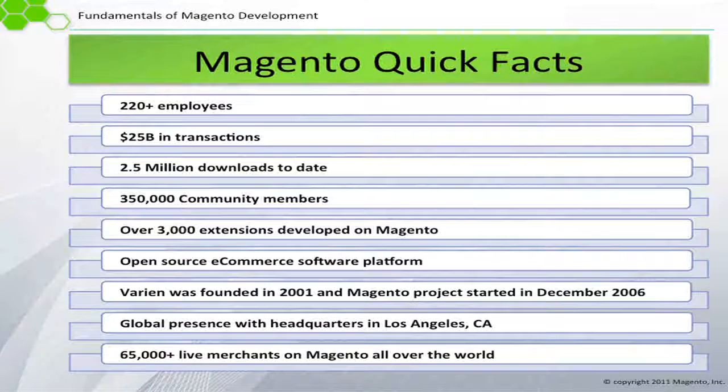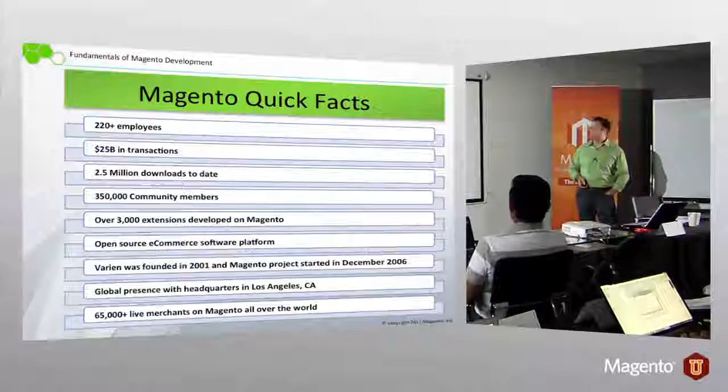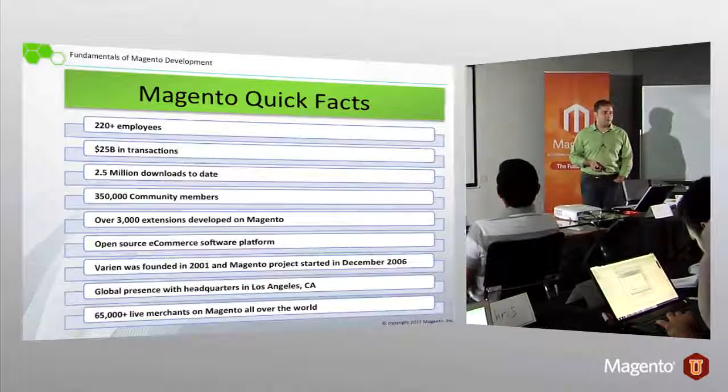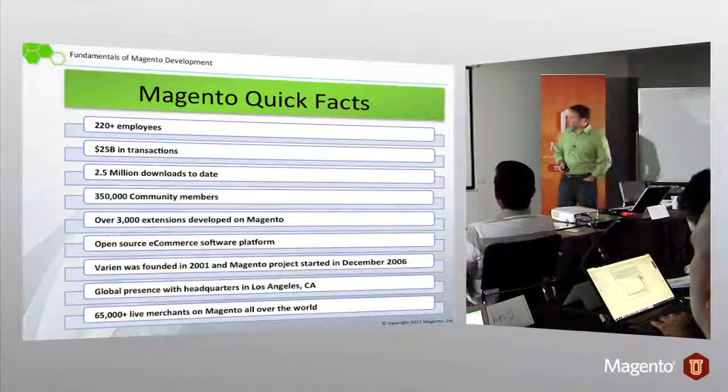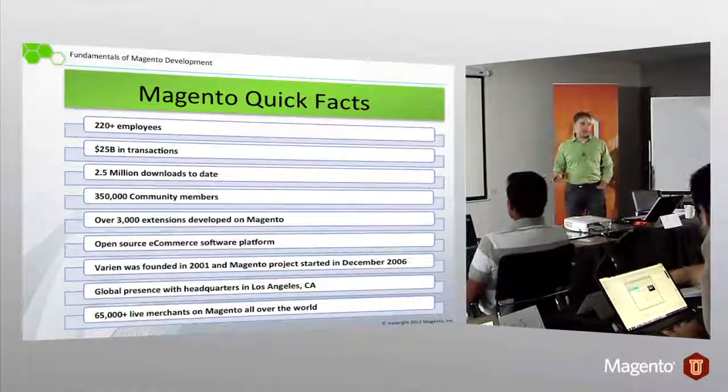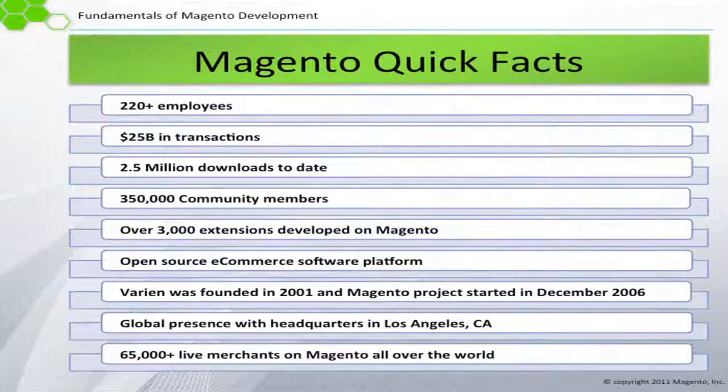Some quick facts about Magento. I can't actually keep this slide updated enough. Magento is growing and growing and growing. Over 200 employees. I'm pretty sure well over 25 billion in transactions. Millions and millions of downloads. The community, I'm sure you know, is large and vocal. And let's see. Magento started out as Varien and has since become Magento Incorporated. And we're right here at the global headquarters in Los Angeles.